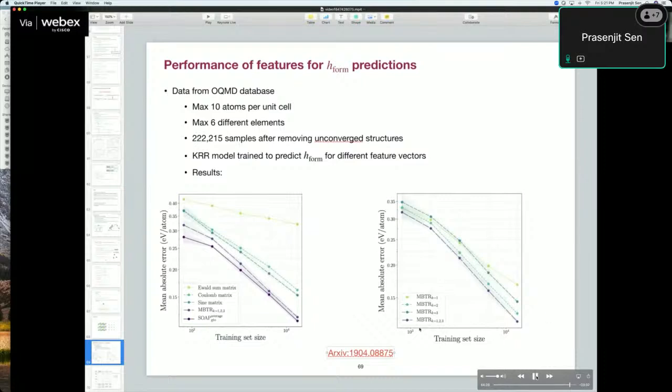On the right is something very interesting. Again, training set size along the horizontal axis and mean absolute error along the vertical axis. Here different lines are for different components of MBTR. The lowest one is MBTR when all k equal to 1, 2, and 3 components are taken. That gives the best performance. The next higher one is for k equal to 2. The top three here are individual MBTR components taken as features.